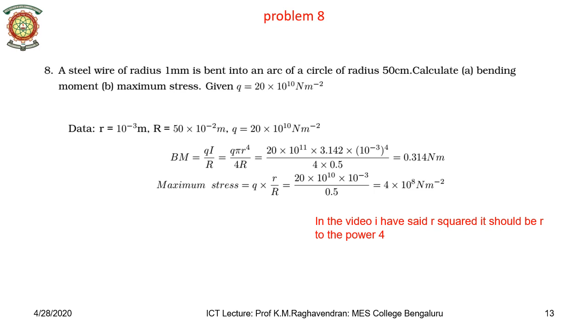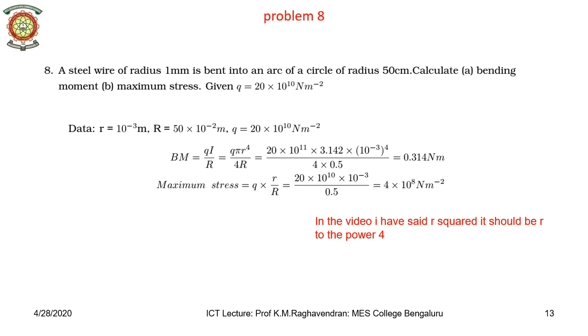This problem is quite straightforward. A steel wire of radius 1 millimeter is bent into an arc of a circle of radius 50 centimeter. Calculate A, the bending moment, B, the maximum stress. We are given the Young's modulus as 20 into 10 to the power of 10 Newton per meter squared.